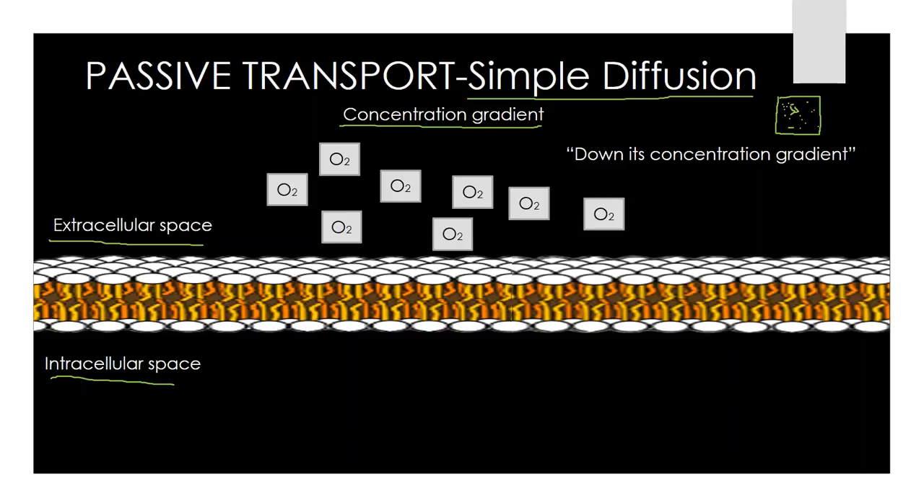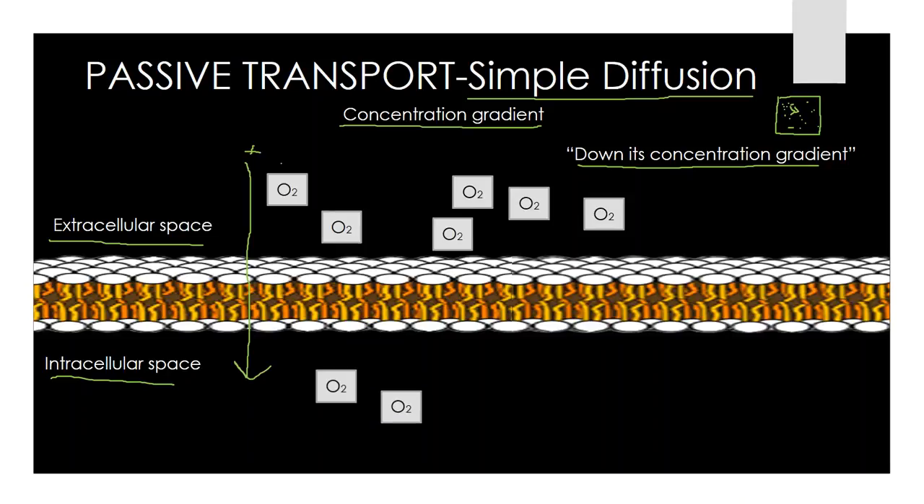Okay? And anytime we do have a concentration gradient, what we can expect to happen is that those molecules, or the solute, oxygen in this case, is going to move down its concentration gradient. In other words, it's going to go from a high concentration, which is on this side, to a low concentration, which is on this side. And we can see that happen. Oxygen is going to diffuse across the membrane, and it's going to continue to do this until we reach equilibrium.